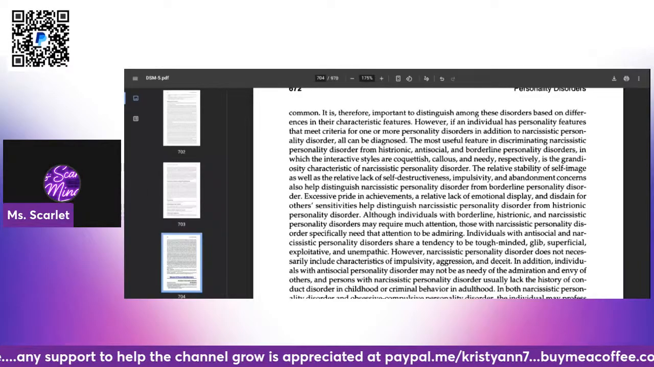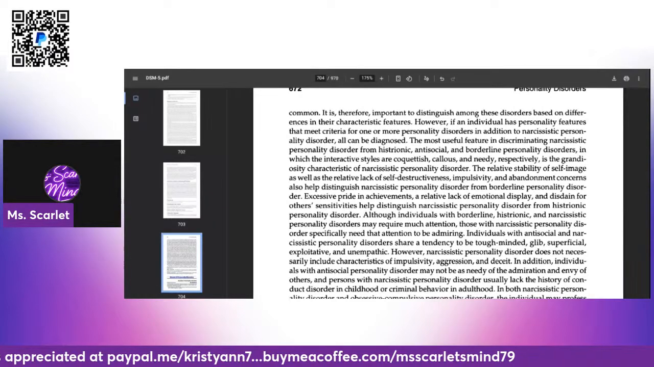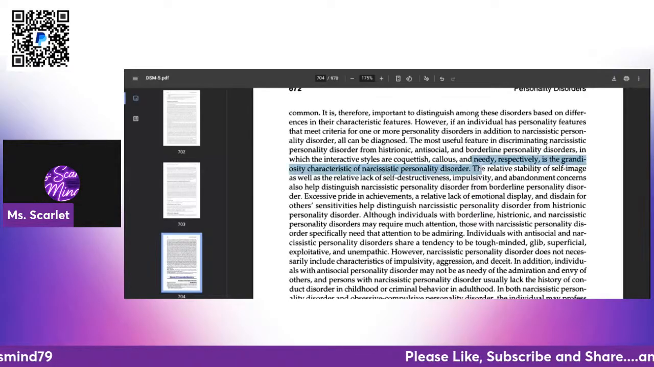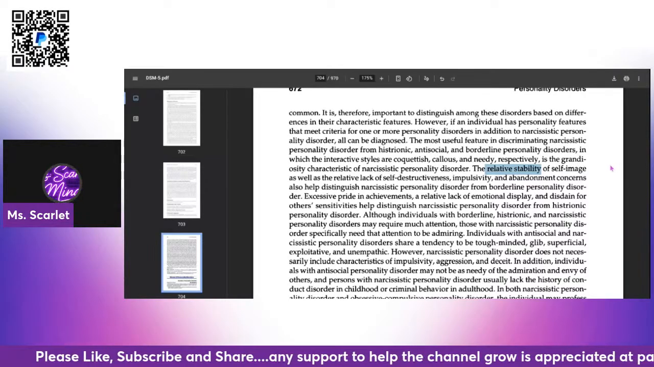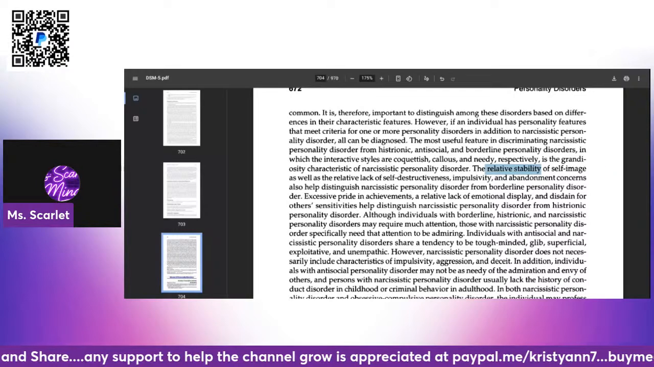So the biggest difference, basically, is the grandiosity, how they see themselves as above and superior to everyone else. All right. The relative stability of self-image, as well as the relative lack of self-destructiveness, impulsivity, and abandonment concerns, also help distinguish narcissistic personality disorder from borderline personality disorder.